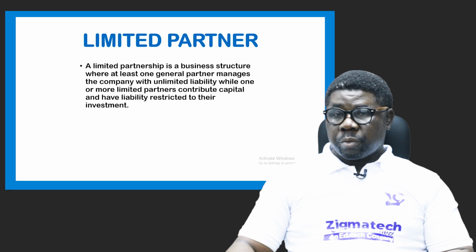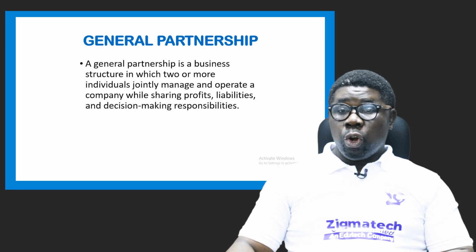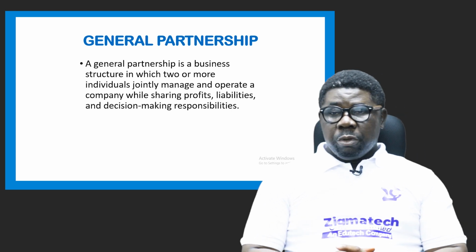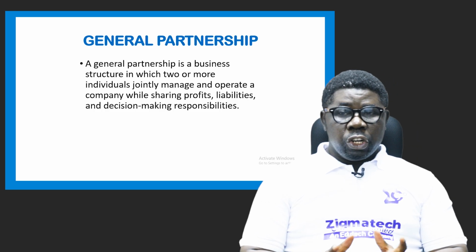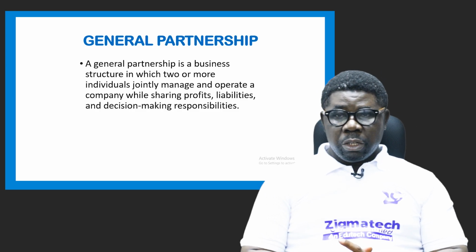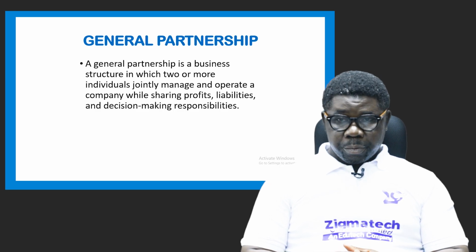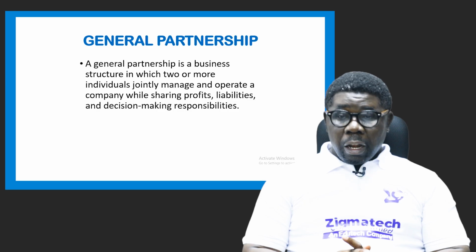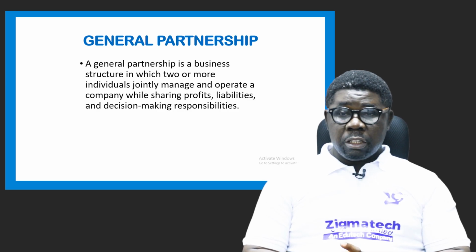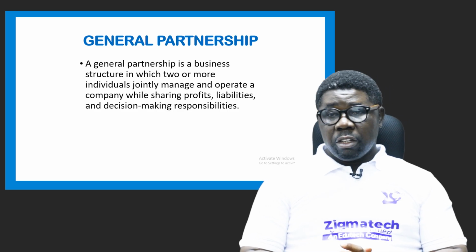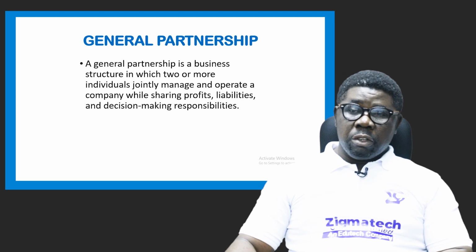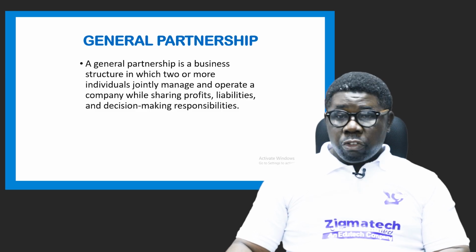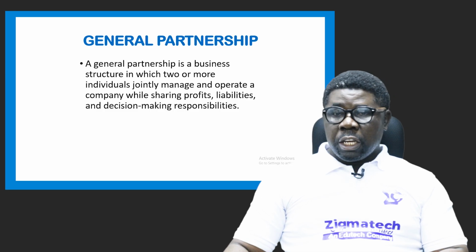All right, so then we have general or ordinary partnership. A general partnership is a business structure in which two or more individuals jointly manage and operate a company while sharing profits, liabilities, and decision-making responsibilities. So in this case, if you have two or more, those persons are responsible for managing the business on a daily basis. They are known as active partners because they are involved in the active running of the business, daily activities. So it's a business where members of the partnership assume responsibilities to manage the company while they share profits, liabilities, and decision making together.